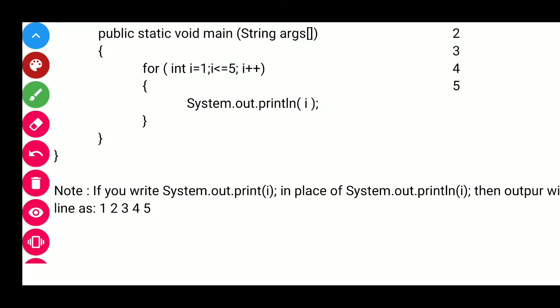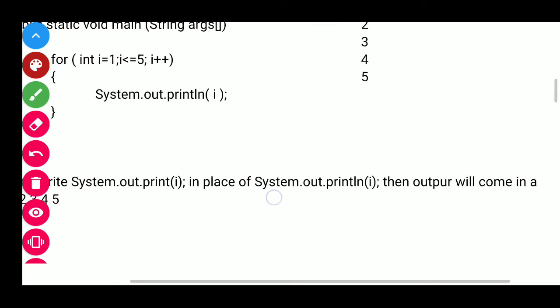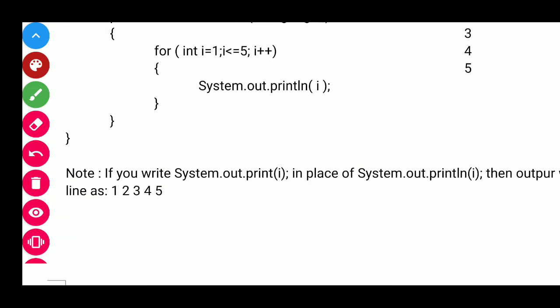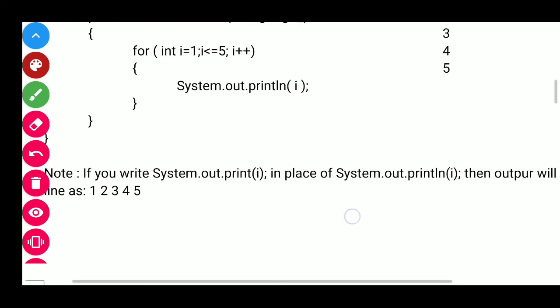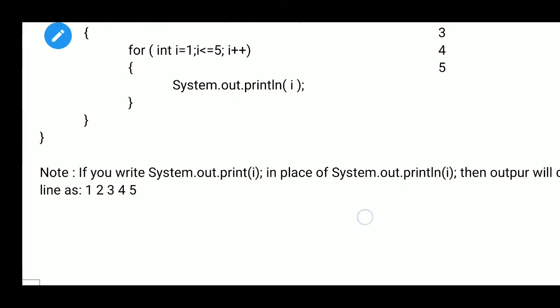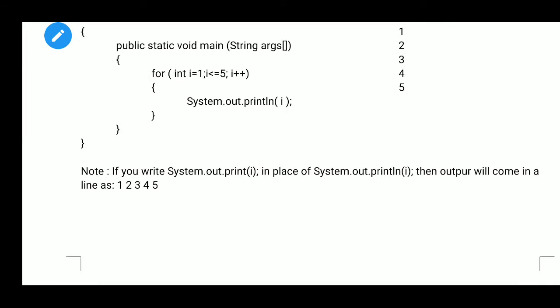One more thing is there. If you write System.out.print only, not println, in place of System.out.println(i), what will happen? Check yourself on your computer. The output will come like 1 2 3 4 5 in one line. In one line. Okay? This is how we have generated numbers from 1 to 5.